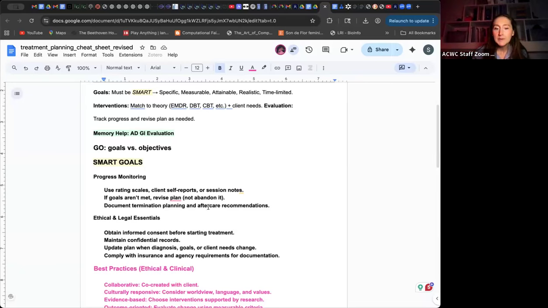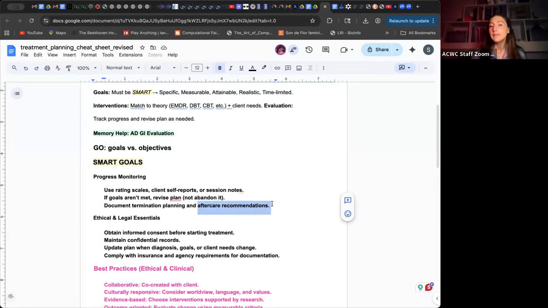If the goals aren't being met, a possible question I've seen before for real is: do you abandon it? No, you would revise the plan, right? You're not going to abandon the client or just up and abandon everything. You're going to revise the plan. And then, of course, you're going to document your termination planning. We're always documenting everything. Once you're going to terminate with that client, some of the more ethics-type questions related to treatment planning can also check if you know that you're supposed to give them aftercare recommendations.